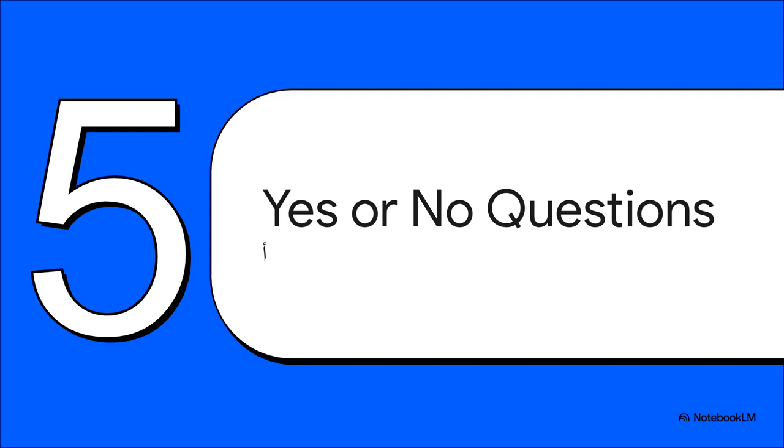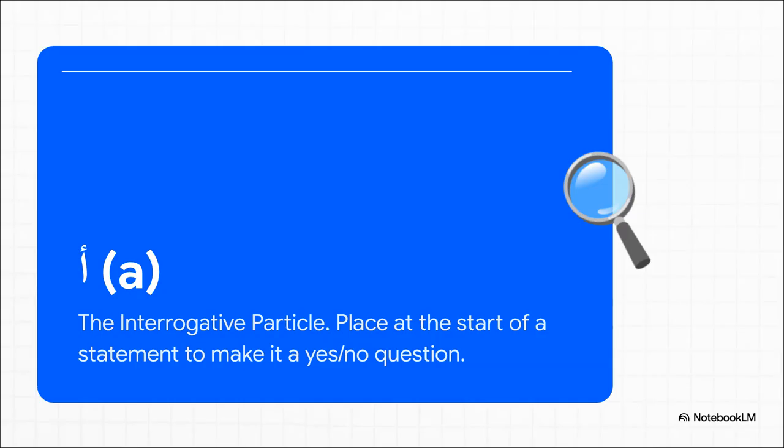All right, we have one last tool to add to your toolkit for today. We know how to ask what and who. But how do we ask a super simple yes or no question, like, is this a house? Believe it or not, it is incredibly simple. You just take this little particle, which is just the letter aleph with a hamza on top, and you pop it right at the very beginning of a statement. That's it. It's like a magic wand that instantly turns a statement into a question.